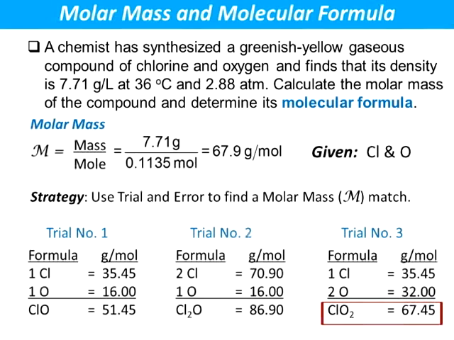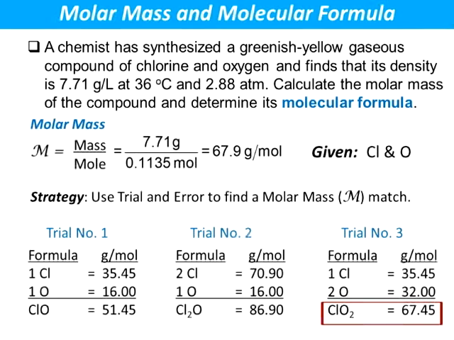In trial 1, I assume that I only have 1 chlorine and 1 oxygen. When I calculate the grams per mole of chlorine plus the grams per mole of oxygen at 35.45 and 16.00 respectively, I sum that and I get 51.49 grams per mole. That falls short of the 67.9 grams per mole.